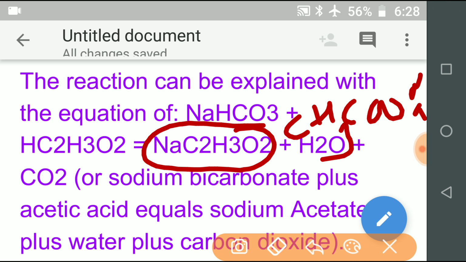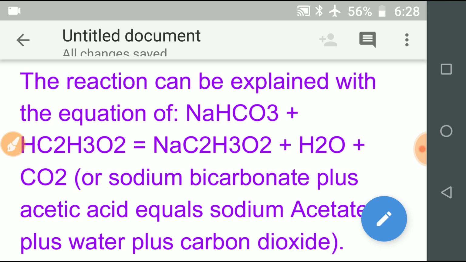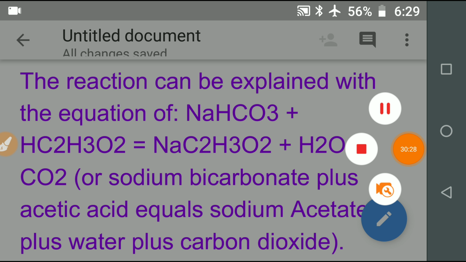Here sodium bicarbonate plus acetic acid equals sodium acetate, that is CH3COONa, plus water plus carbon dioxide released. This is also one more reaction. So these are some reactions showing the reactions of ethanol, and also saponification, and the reactions with bases, carbonates and bicarbonates.